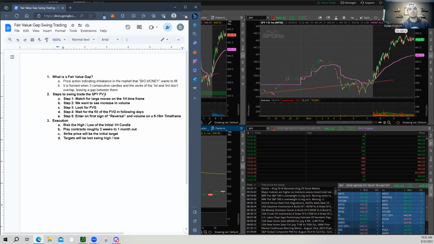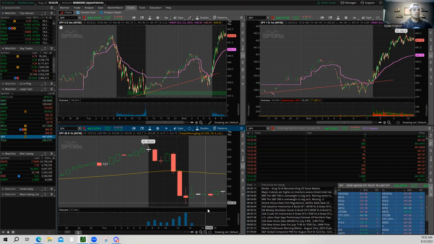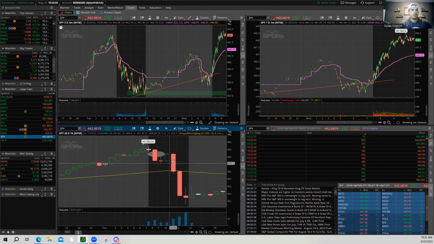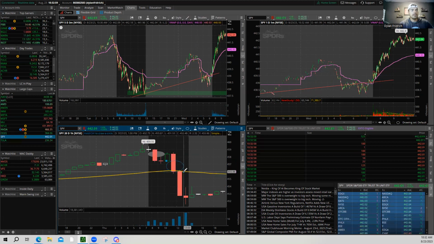So the steps to swing trade this, or how to find these levels. Number 1 is we want to see large moves on a 1 hour or 30-minute time frame on the SPY. We're just going to start here, guys, basically back at the last month of August. Again, here you can see there was your first gap. Once we filled it, this was a really good rejection point for a big move down. But here we go. Big volume, big move.